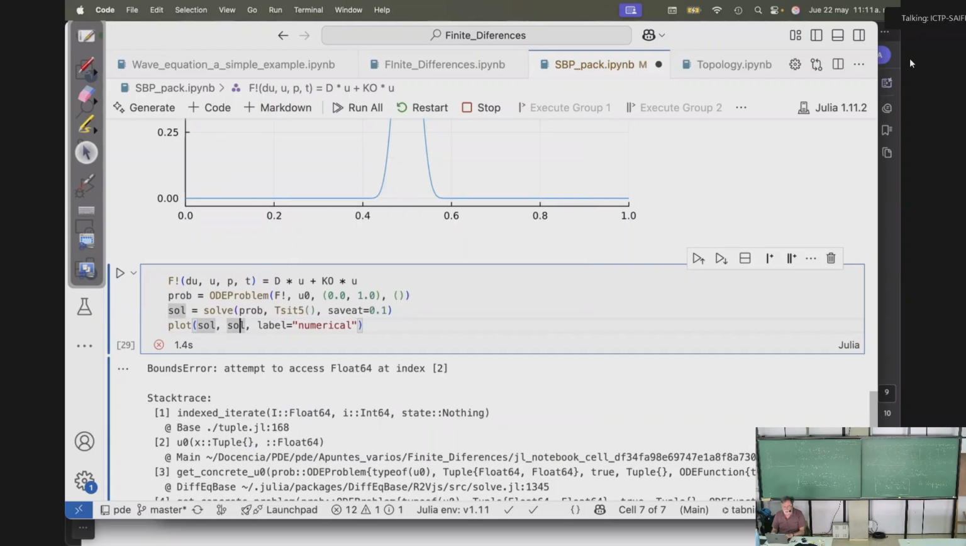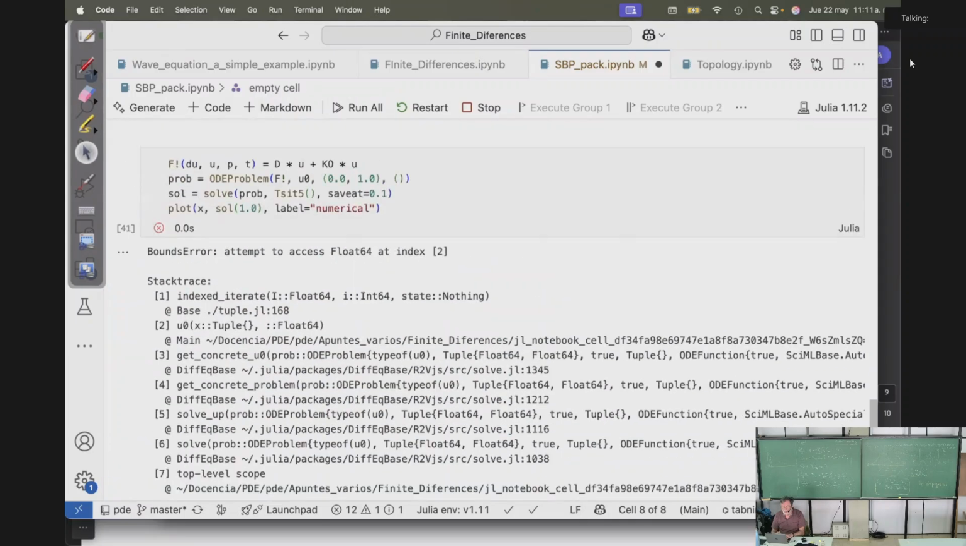Plot x of sol of 1. And it doesn't like it.